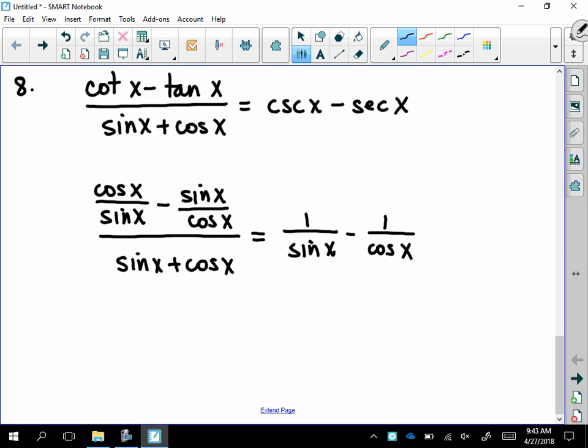That's good. All right, so I've changed everything to be in terms of sine and cosine. One of our hints is to work with the more complicated side because there's more to do. And I think in this case, the left-hand side probably has a little bit more complication to it because it's a compound fraction. So let's multiply by the common denominator of the little fractions, which is sine of x, cosine of x.